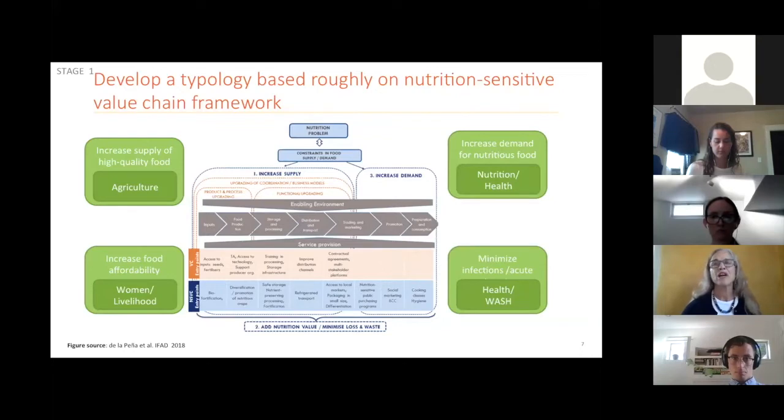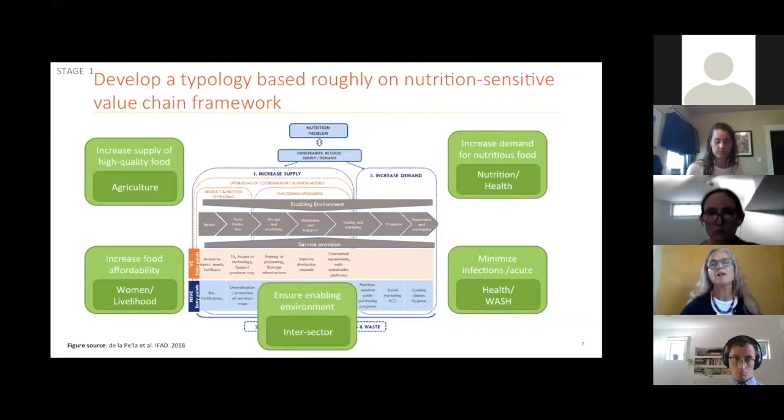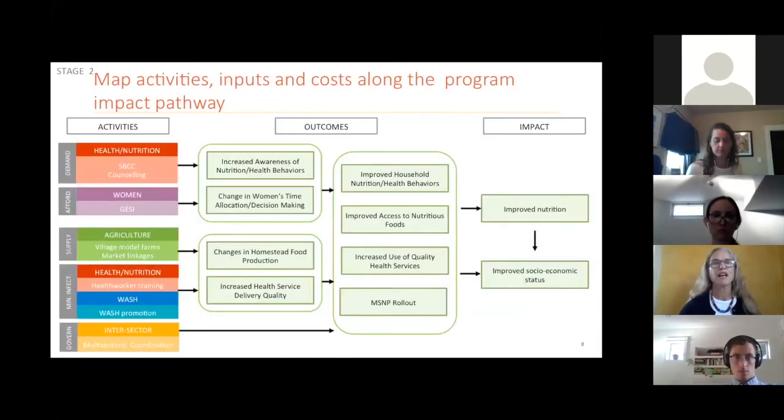We look at health and WASH interventions that can reduce or minimize infections and acute malnutrition. And of course, we consider those intervention components that are essential for an enabling environment and that cross sectors, like good governance. So let's look at an actual example of this. We'll focus on just one of these sets as we go forward, which is agriculture.